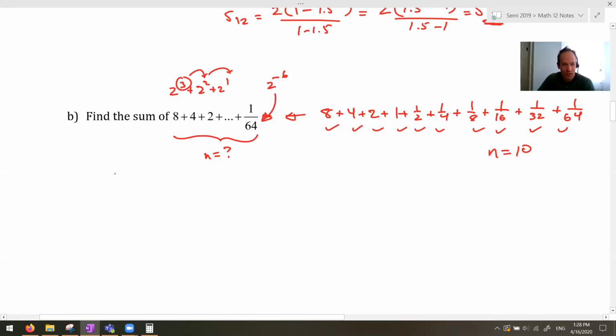Okay, so now I figured out that n is 10, and what we have is the sum of 10 terms equals, so we need t1, we need 1 minus r to the power of 10, and we're going to divide by 1 minus r.